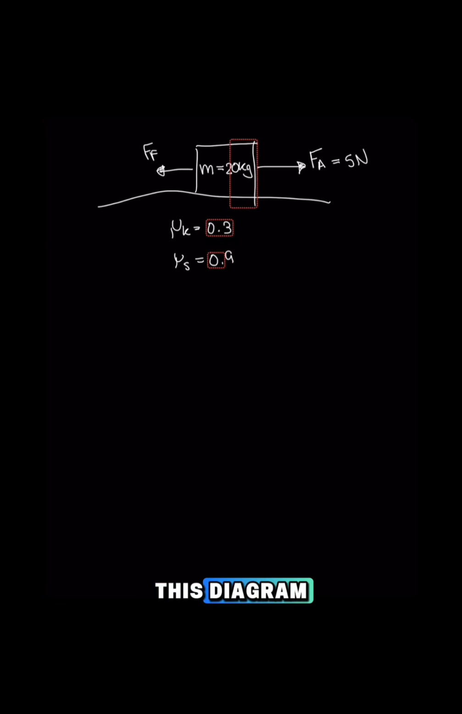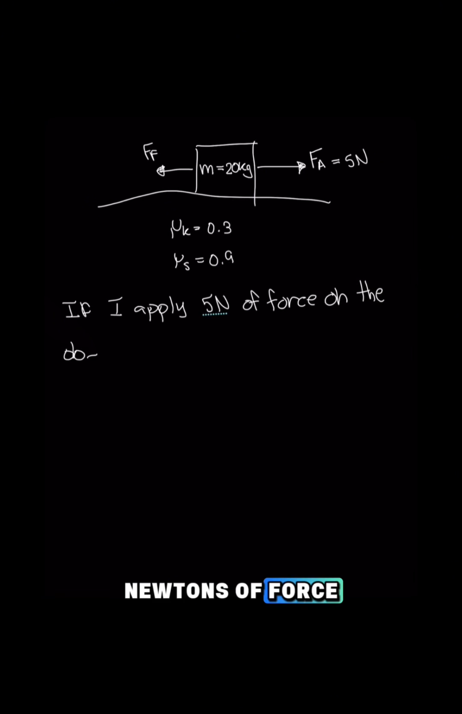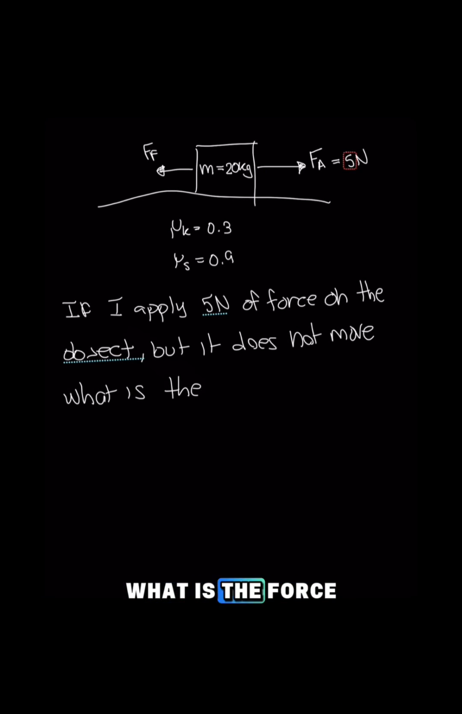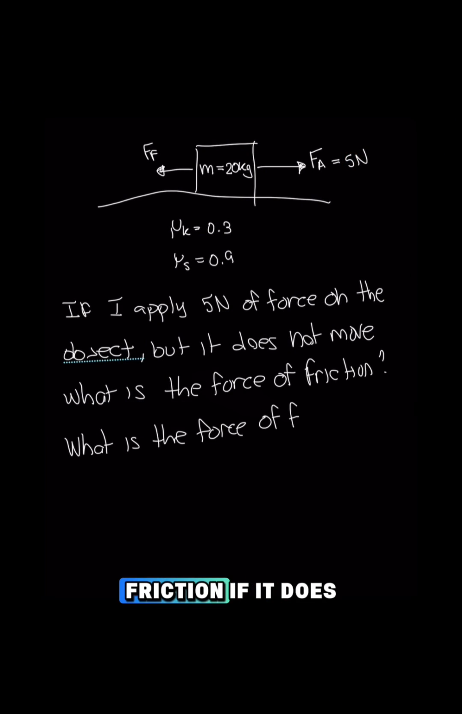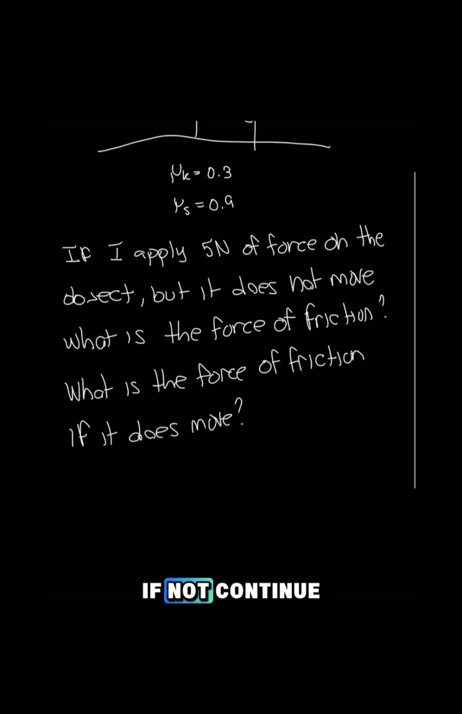Alright, so let's say you're given this diagram with these two coefficients for friction, and they ask you, if I apply 5 newtons of force on the object, but it does not move, where's the force of friction? Also, where's the force of friction if it does move? Would you know how to solve? If not, continue watching this video.